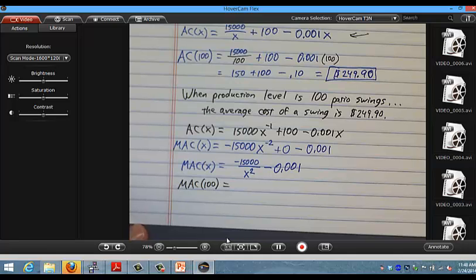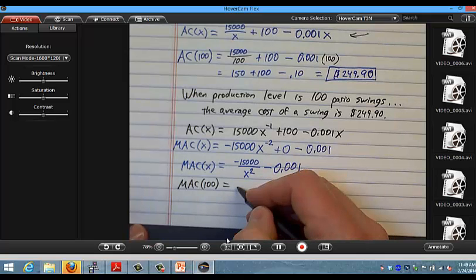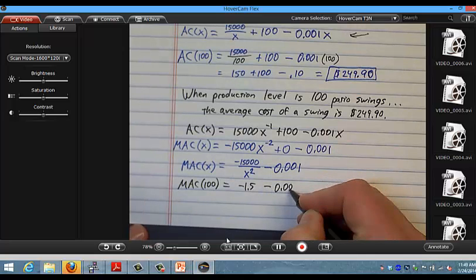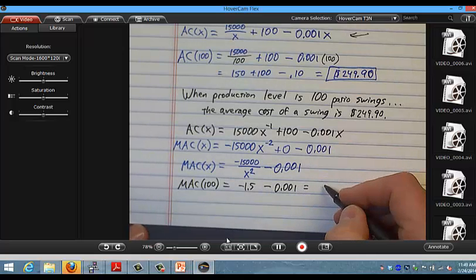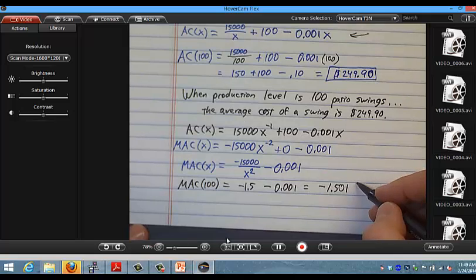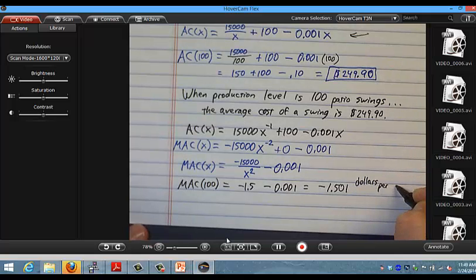All right, so what do I get? I get 15,000 over, do you guys know what 100 squared is? 10,000. So 15 over 10 is what I really get. 1.5. Negative 1.5 minus 0.001. So I get negative 1.501. And what are the units? Dollars per swing.